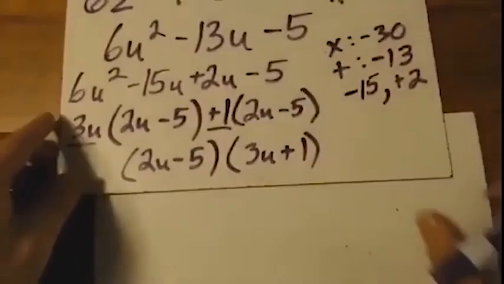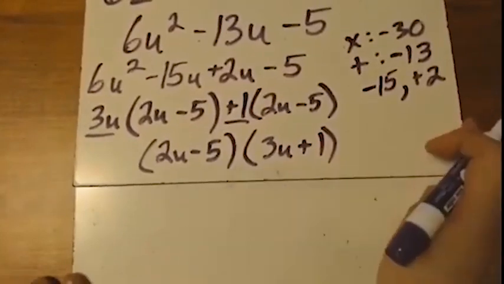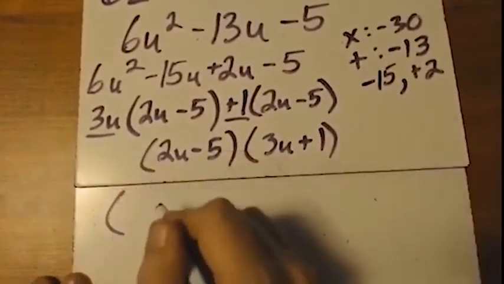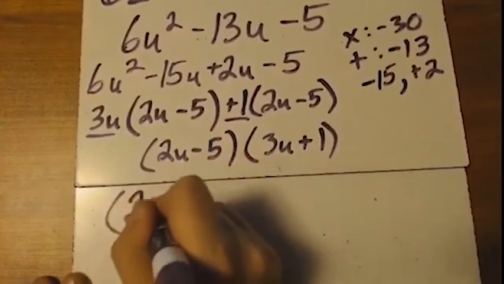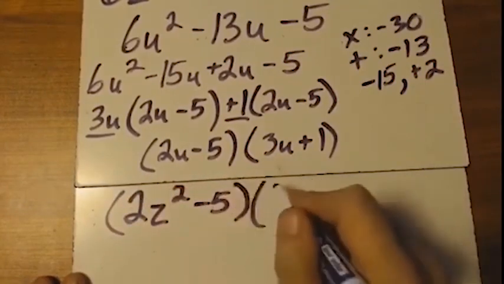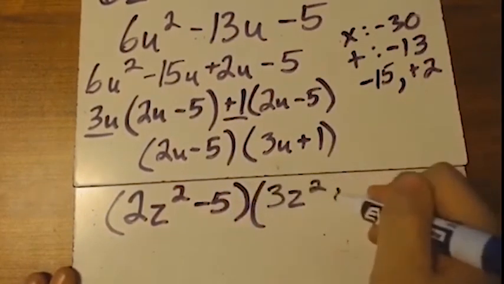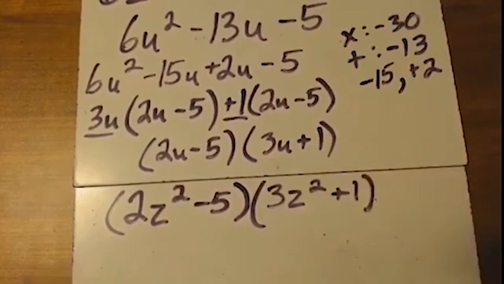Now we're going to go back and make the substitution. U is z squared, so 2z squared minus 5. U is z squared, so 3z squared plus 1. Always remember to go back and make the substitution at the end when you use substitution to do the factoring.